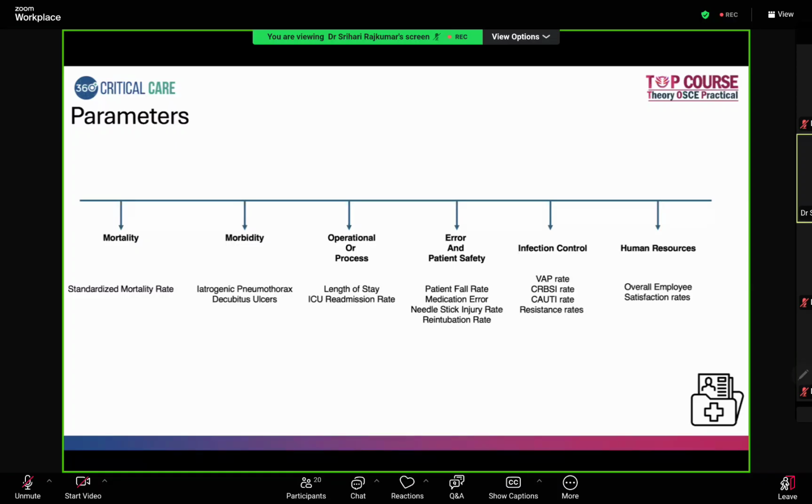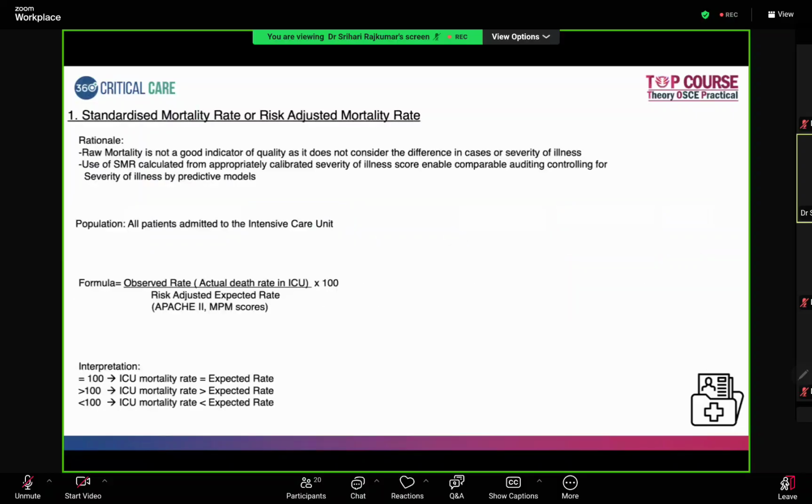For error and patient safety, you can assess the patient fall rate, the medication error, needle stick injury rate, or the reintubation rate. For infection control, you can go with the VAP rate, the CRBSI rate, CAUTI rate, and the resistance rate. Surgical site infection rate can also be included, but that is more often an operation theater predominant parameter, so I have not included it under this. And last, under human resources, you have overall employee satisfaction rate and customer satisfaction rate, that is the patients. So totally, I'll be covering 15 parameters, but I'll make sure that you all have a good clarity of this because this is very, very important.